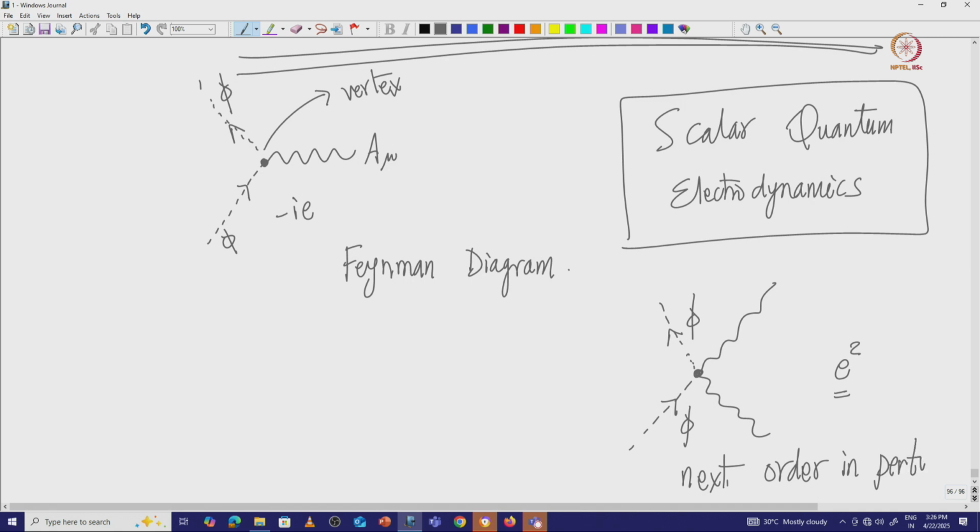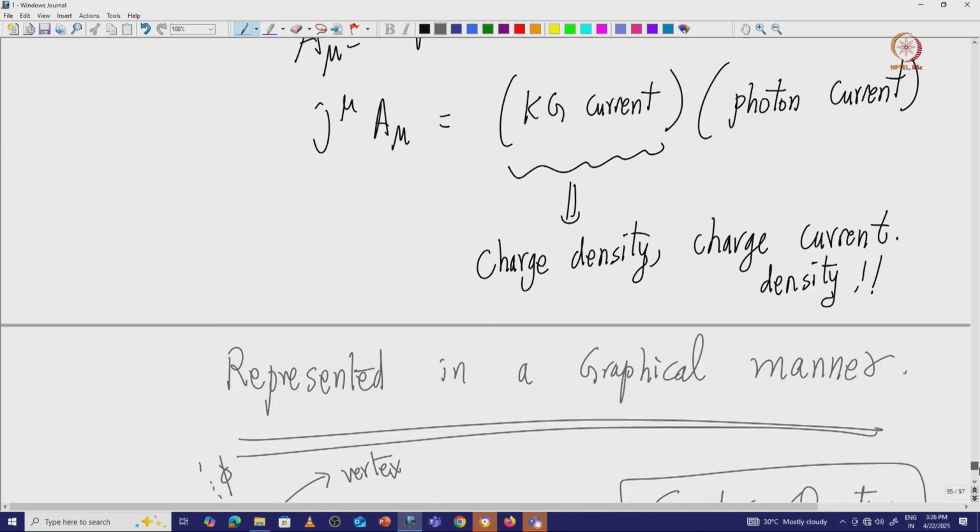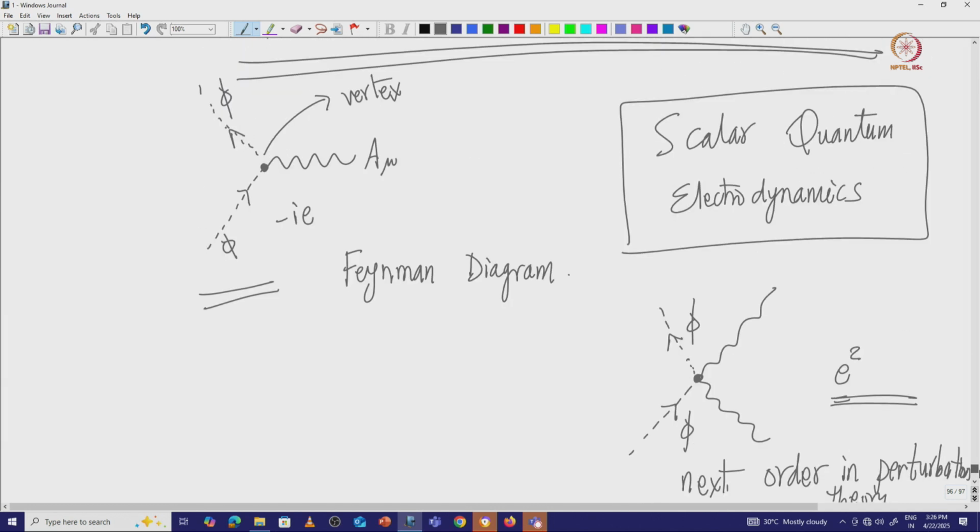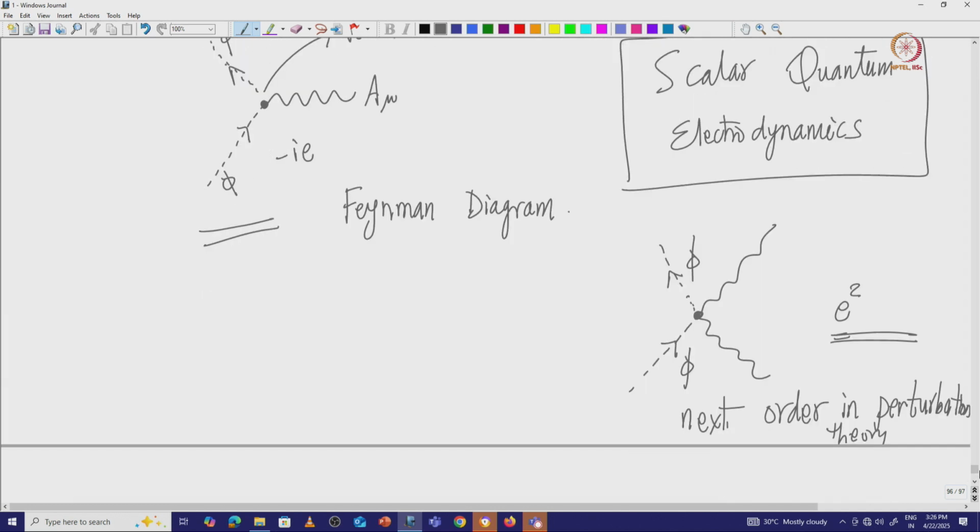These are important concepts which we will see. So, this is a diagram at first order in perturbation theory, and this is a diagram which is second order in perturbation theory. The perturbation theory is done in the number of times the coupling constant appears. If the coupling constant appears once, it is first order perturbation theory, and if it appears twice, second order, and so on for higher orders.